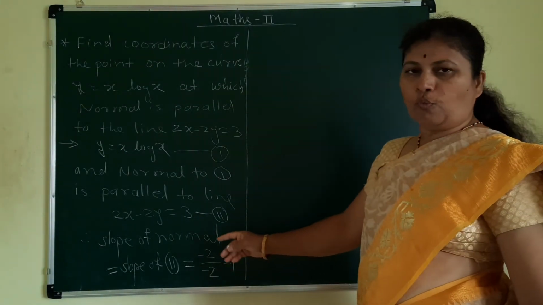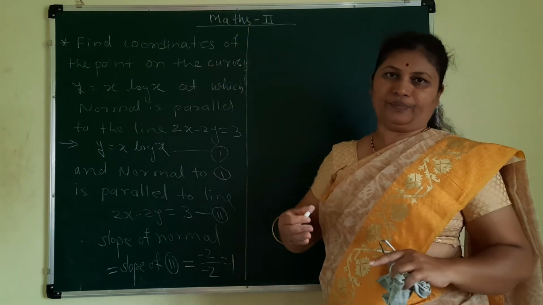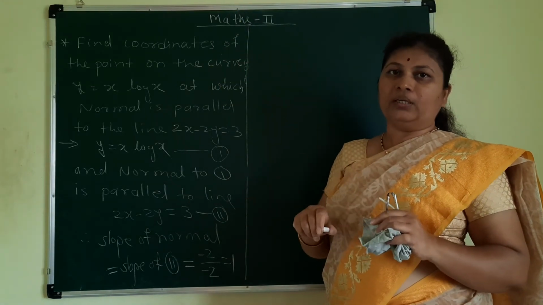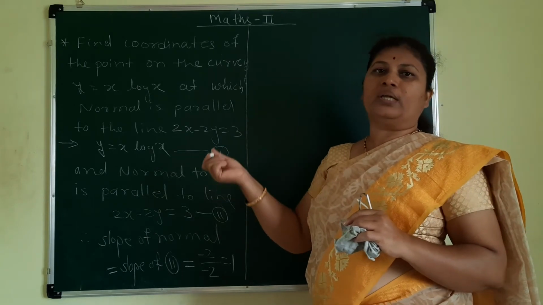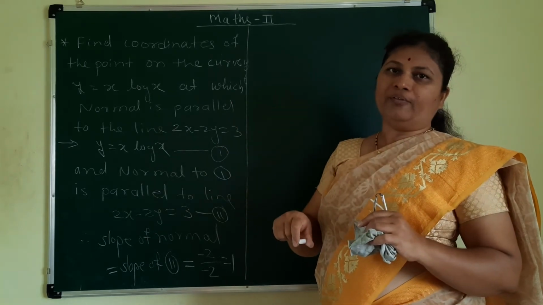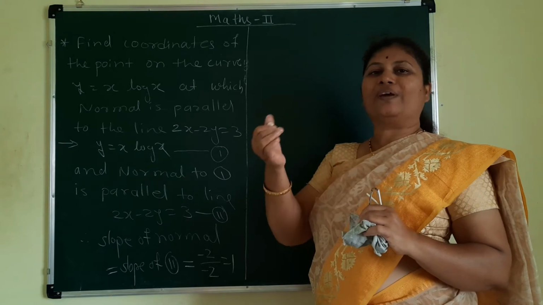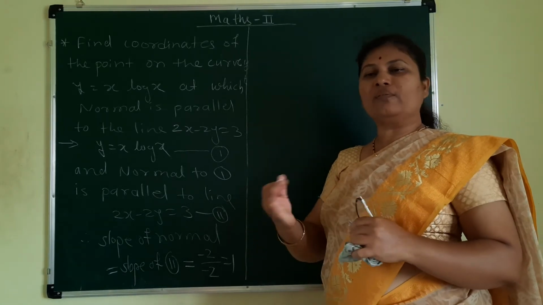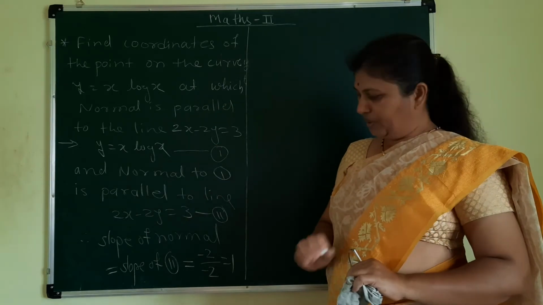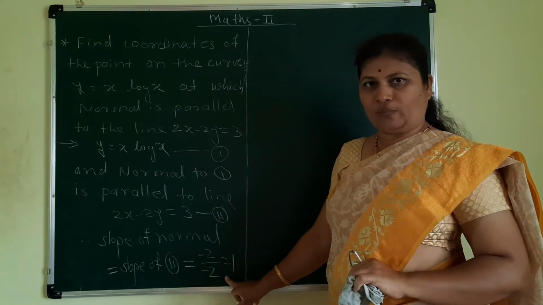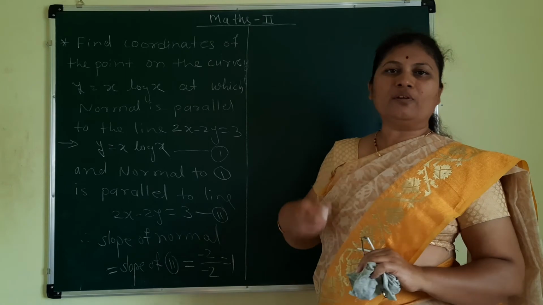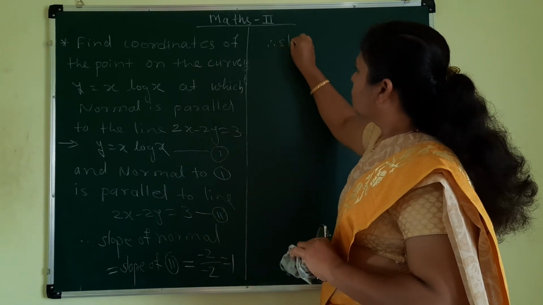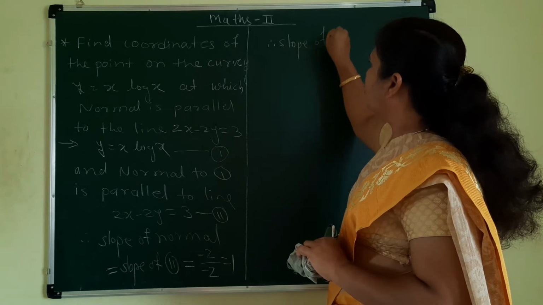Now using the slope of normal, we will go in the reverse direction. In general, what we were doing: first we find the derivative, then we find the value of that derivative at the point of contact, then we find the slope of tangent, then we find the slope of normal. Here we will go in reverse direction. First we got the slope of normal. Using the slope of normal, we will find the slope of tangent.